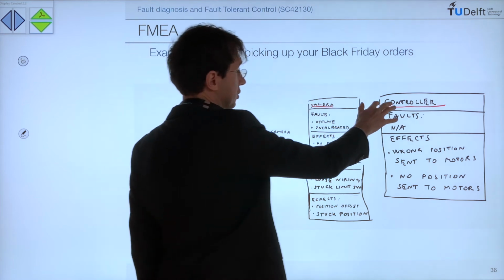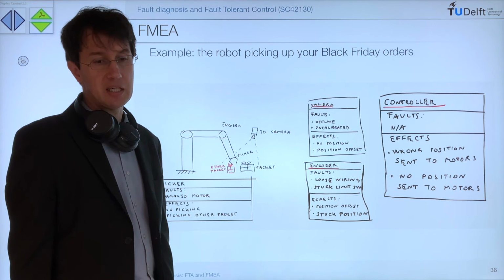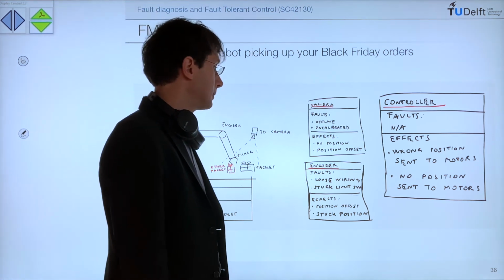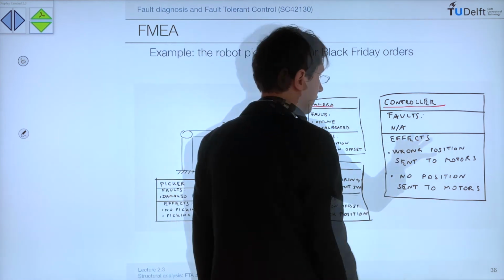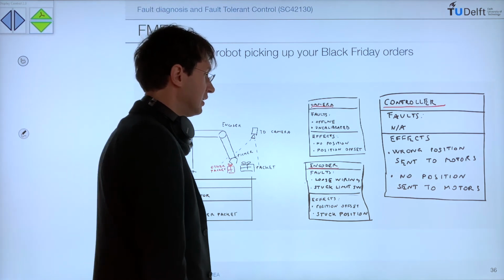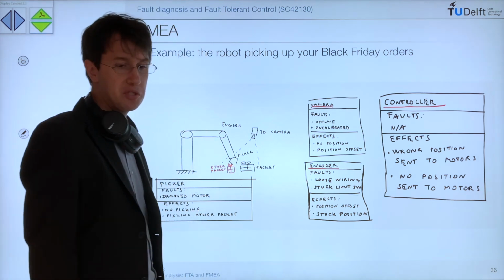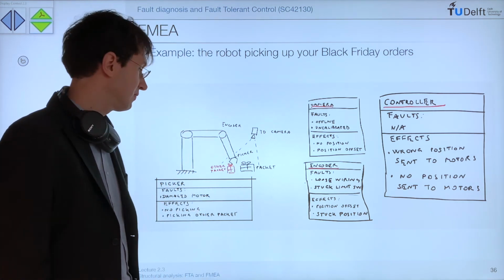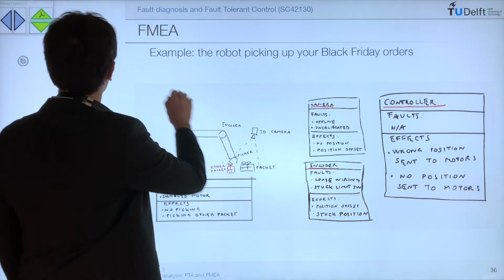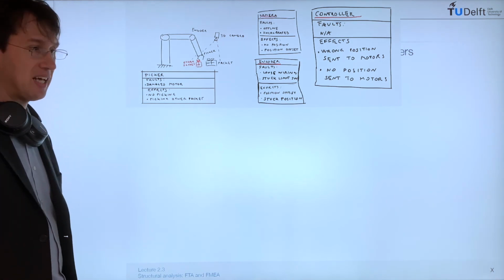Finally, we consider the controller. The controller itself is not failing. So we assume it is an electronic component that is sturdy and will not fail. But the effects that we can have out of that, because of propagation from other components, are that a wrong position is sent to the motors or no position is sent to the motors. Actually how these faults and effects are connected together is going to be shown in the next slide.